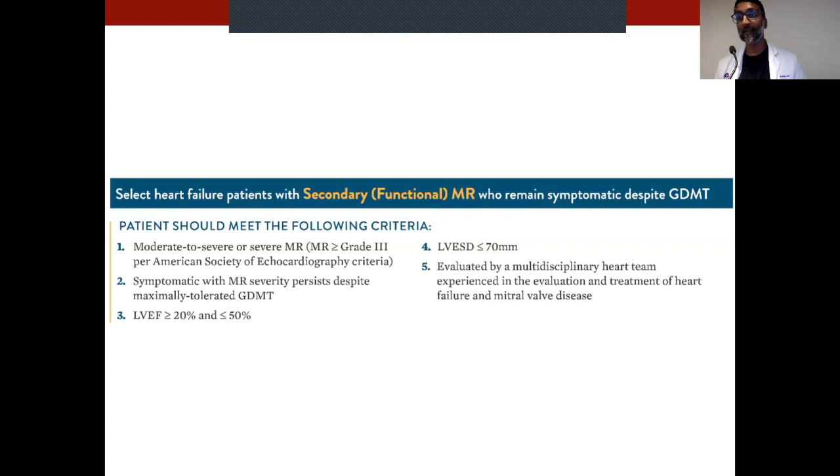So if you're having secondary, or your valve is okay, but the heart is a little bit bigger, then it's a much more straightforward approach to go through the minimally invasive approach to getting the valve repaired.